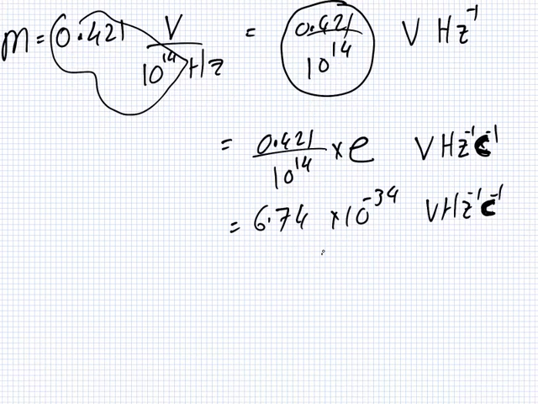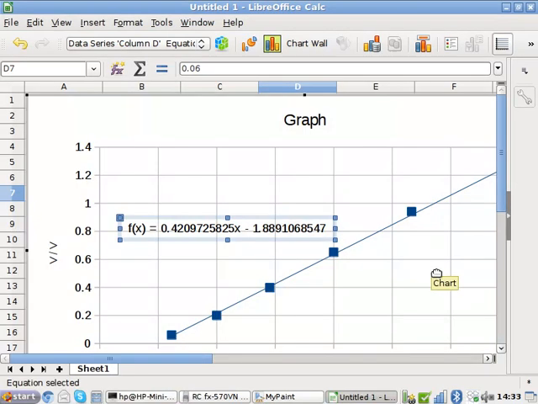Now, the unit here, you don't need to simplify it, although it does simplify. Volts per hertz per coulomb simplifies down to joule seconds. But that's not what you need to do. That's okay. Right, what's next then? Use the graph to determine the maximum wavelength that will cause photoelectrons to be emitted.